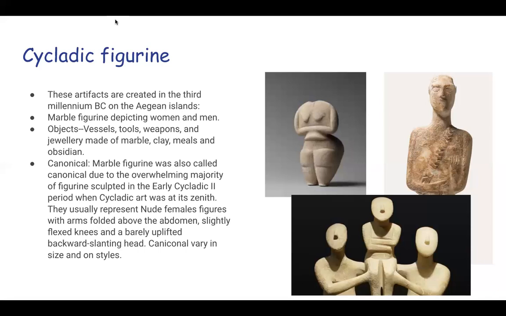Canonical marble figurines were called canonical due to the overwhelming majority of figurines sculpted in the early Cycladic II period, when Cycladic art was at its zenith. They usually represent nude female figures with arms folded above the abdomen, which is, I think, your stomach, slightly flexed knees, and a barely uplifted, backward slanting head. Canonical figurines vary in size and style.